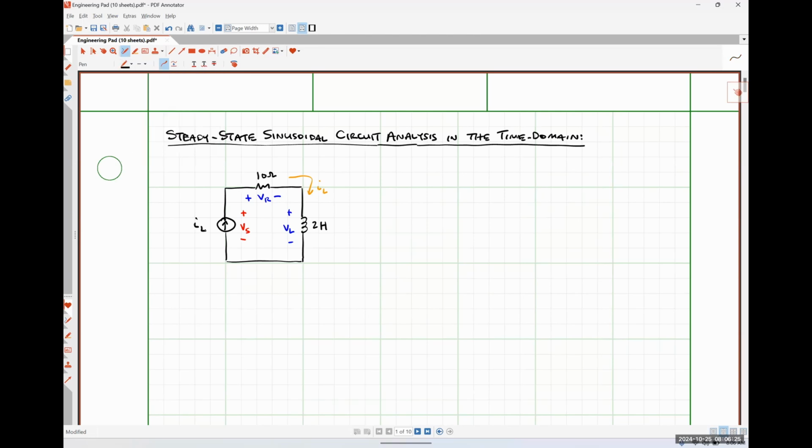So let's start with a situation where our source current, IS, is simply a DC quantity. So let's say, just for the sake of argument, that it is 3 amps. Okay. So knowing that, could we determine the values for VR, VL, IL, and VS? So tell me what those are going to be.